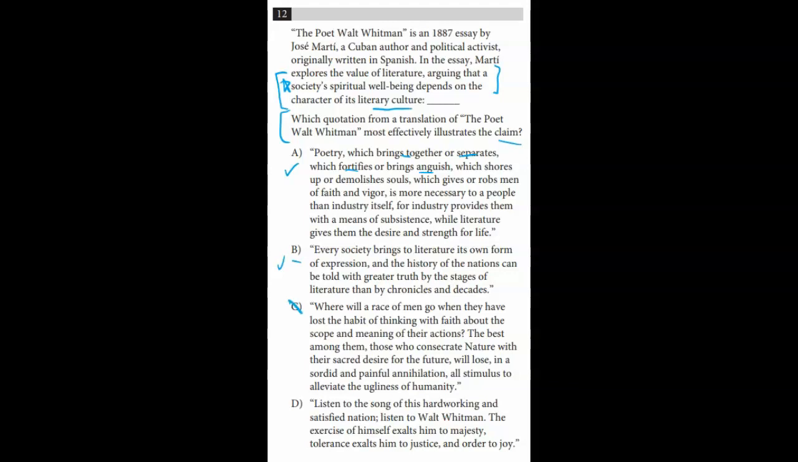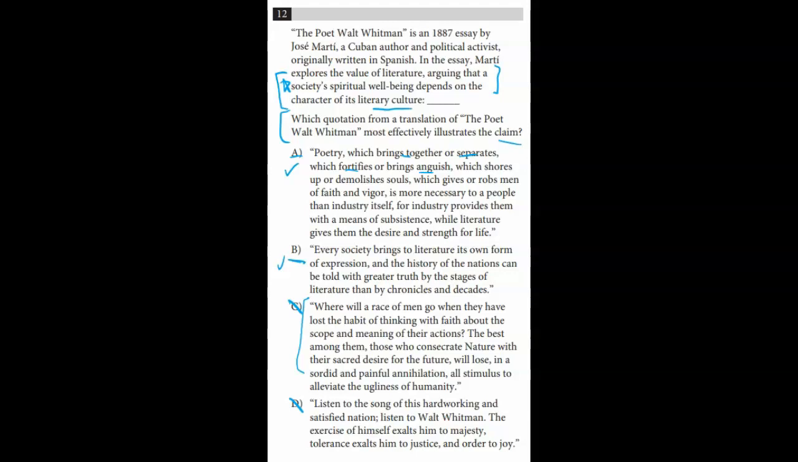That one doesn't really talk about literature's effect on society's spiritual well-being, so I'm not going to support that one. It just talks about where will people go if they don't have faith, which doesn't support the claim or is relevant to it. D. Listen to the song of this hardworking and satisfied nation. Listen to Walt Whitman. The exercise of himself exalts him to majesty. Tolerance exalts him to justice, order, joy. Now, this doesn't once again talk about society and its spiritual well-being and then literary culture. So we're stuck with A and B. So we need to make a decision between the two.